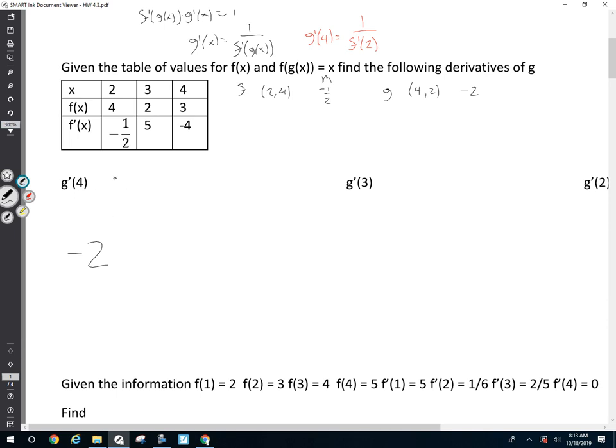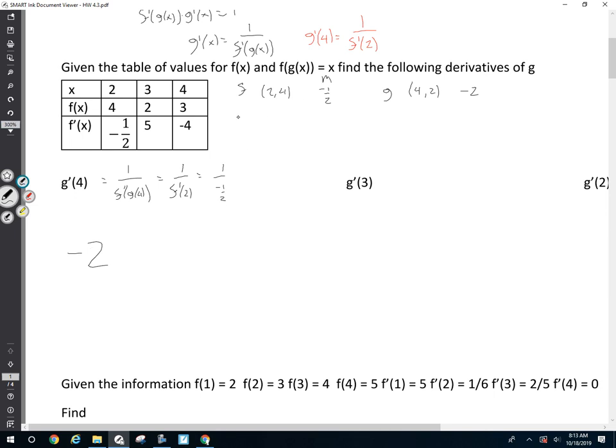You could have also said, okay, g prime of 4 is equal to 1 over f prime of g of 4. g of 4 is 2. f's got the point (2, 4), g is going to have the point (4, 2). So this is 1 over f prime of 2. This is the long way of getting where we just got. This is 1 over -1/2, which is -2.